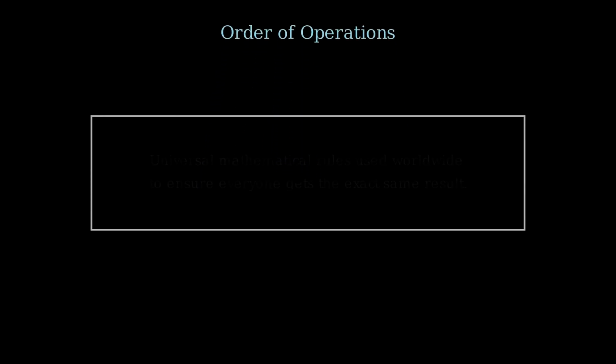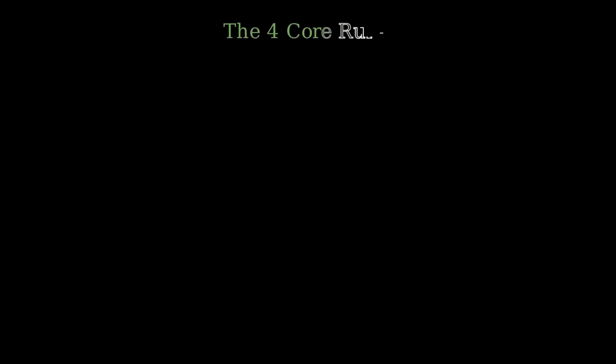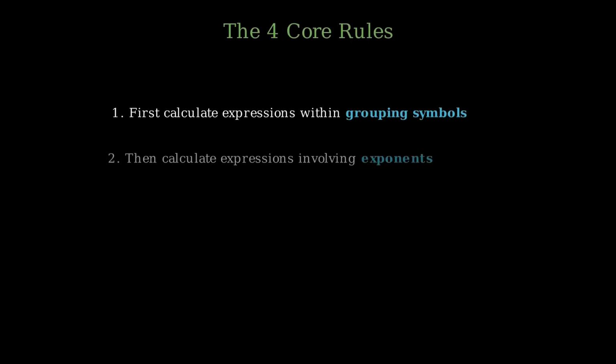There are specific rules about what to evaluate first. This order of operations is used by all mathematicians, so that every mathematician in the world evaluates expressions in the same way. Let's break down the 4 rules.